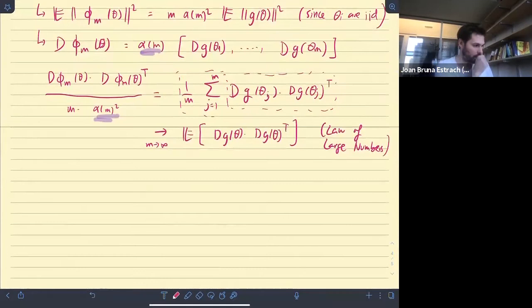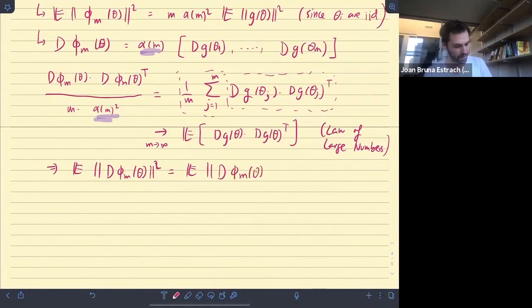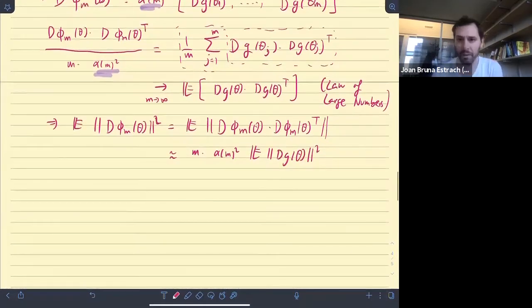So what we are showing is that this norm, in expectation, of d phi m of theta squared, which is by definition the expectation of d phi m of theta times d phi m of theta transpose, is converging. I'm just going to write it like this, we are not very precise here. By what we have just said, this is approximately equal to m times alpha m squared times this moment of dg of theta. Remember that what we are interested in is the scaling on alpha and on m. You can treat this term as a constant.